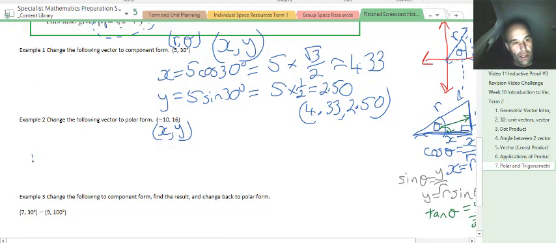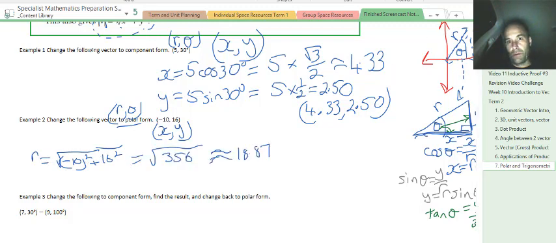So returning to the problem, to get R, because we got to convert this to polar form, which is R theta, we go negative 10 squared plus 16 squared and take the square root. So calculating that, we get approximately 18.87. Now we need to find theta.